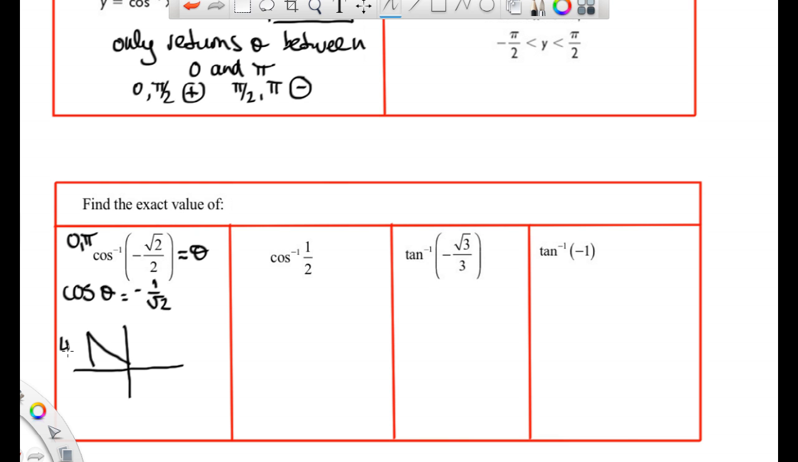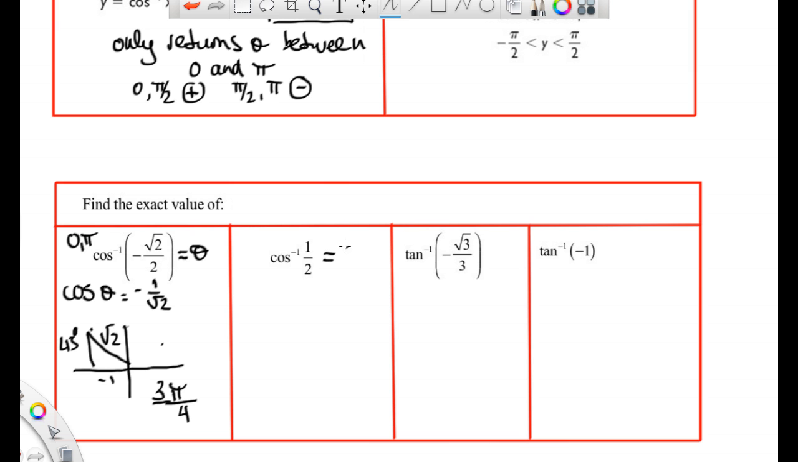I know that's a 45-degree angle, because that would be negative 1, and that would be the square root of 2, and so that's pi over 4-ish, and then how many pi over 4s do I need? So 1 would get me here, 2 would get me here. I need 3 pi over 4 to get in quadrant number 2.